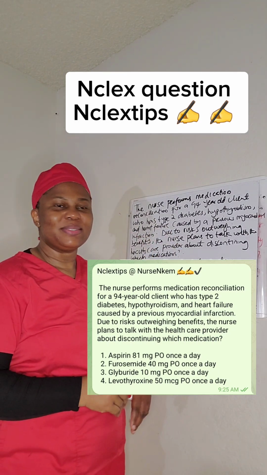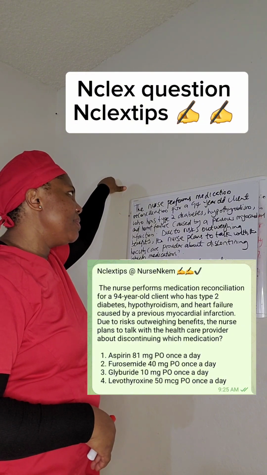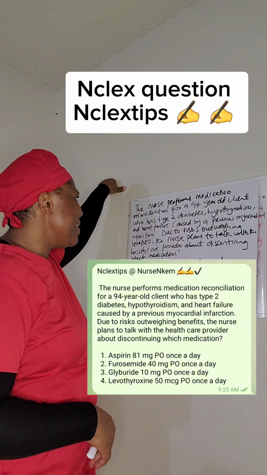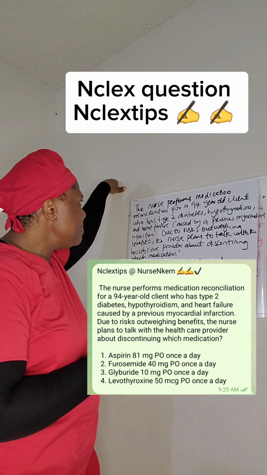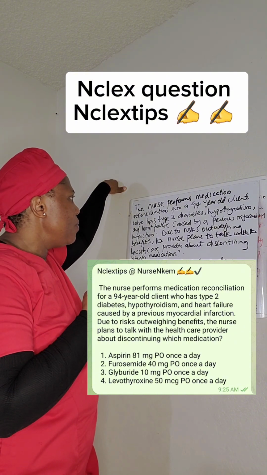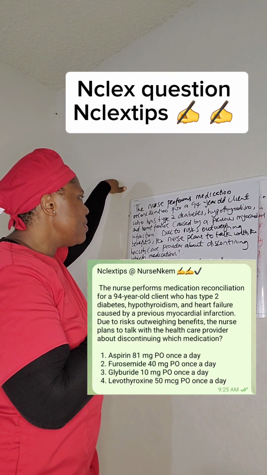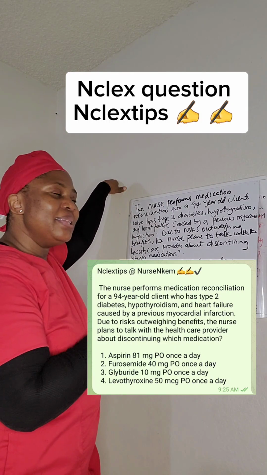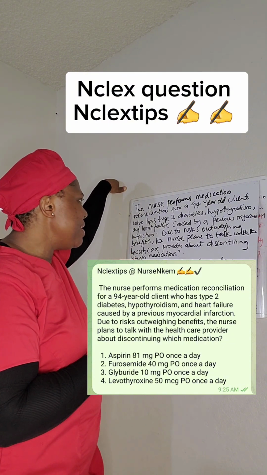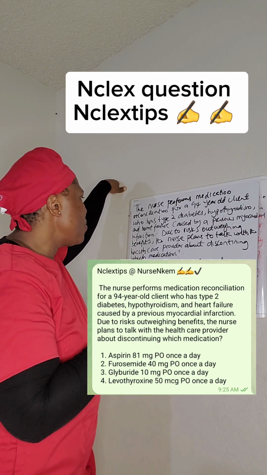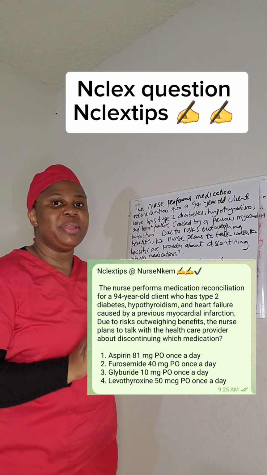Let's take a look at this question. The nurse performs medication reconciliation for a 94-year-old client who has type 2 diabetes, hypothyroidism, and heart failure, which was caused by a previous myocardial infarction. Due to risks outweighing benefits, the nurse plans to talk with the healthcare provider about discontinuing which medication.